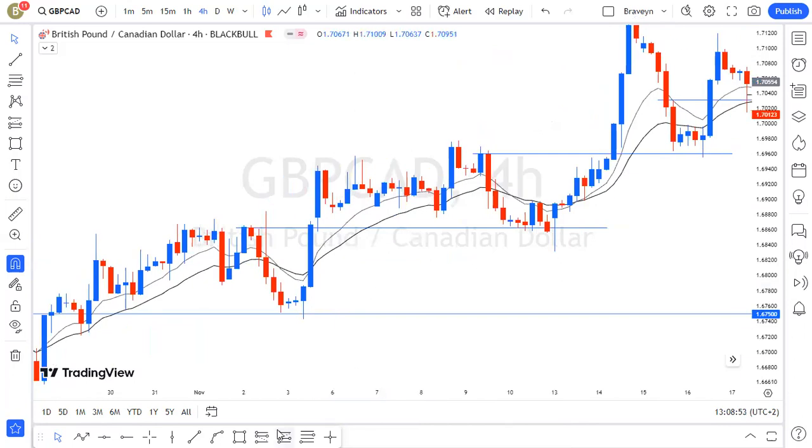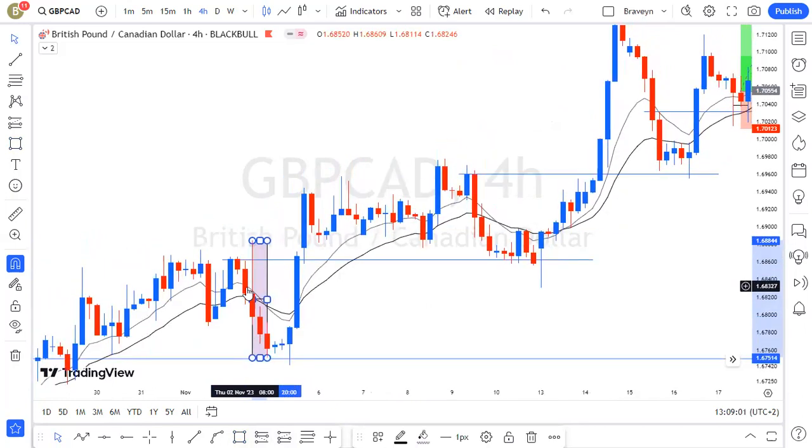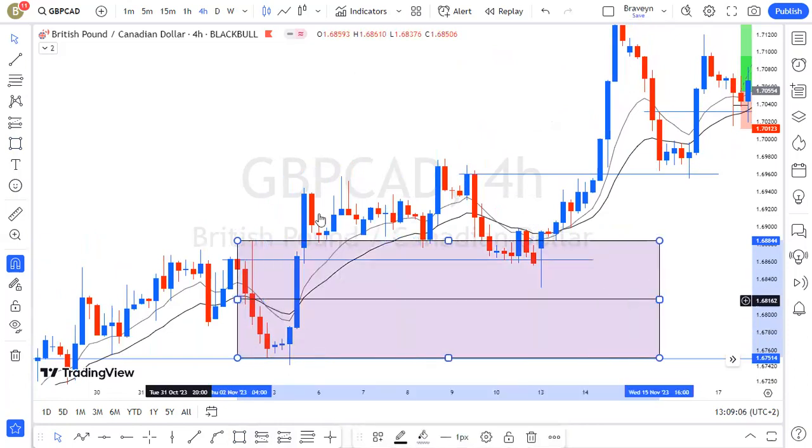Here's another order block. Here they are. Series of down candles. Here they are. Series of down candles. This whole thing, all these red candles in there are the order block. You see the market came back down into this? Good.